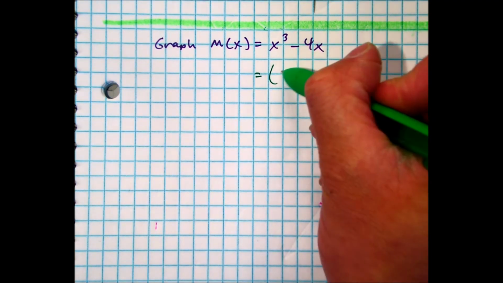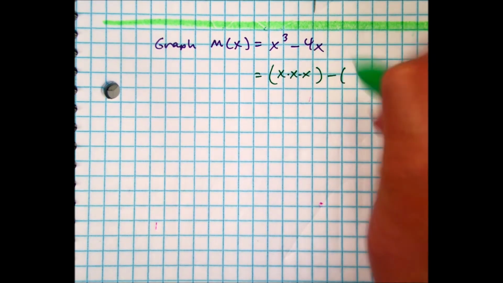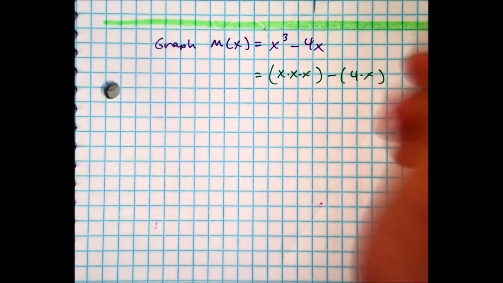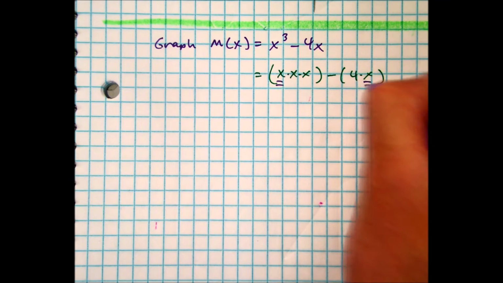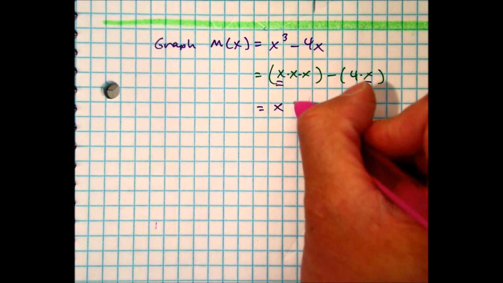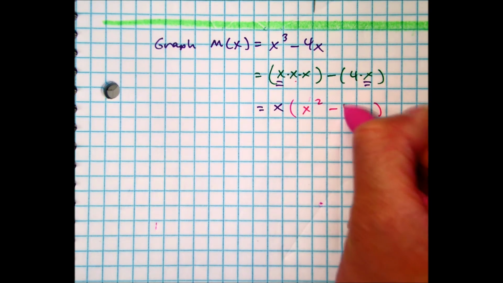I write out all the factors of x to the third, and then all the factors of 4x. Class, do they have anything in common? They have an x in common. That's the greatest common factor. Then I just write everything that was not underlined or circled there. That would be x squared minus 4.